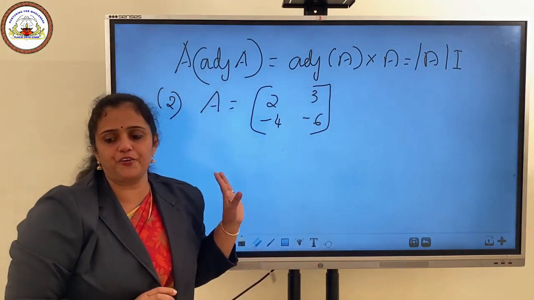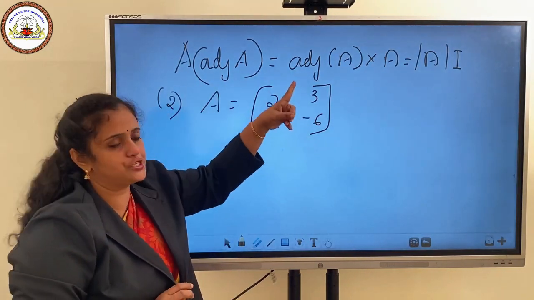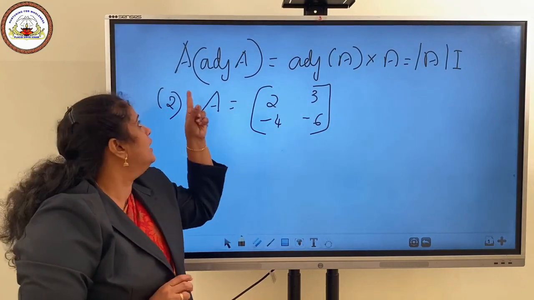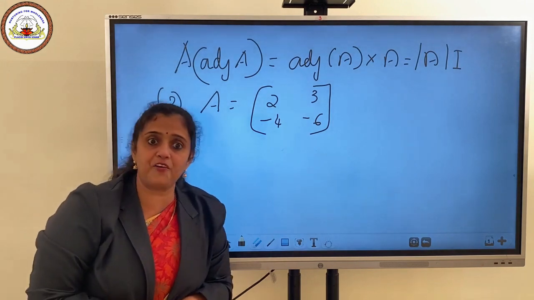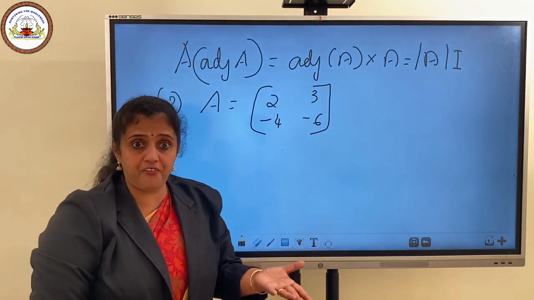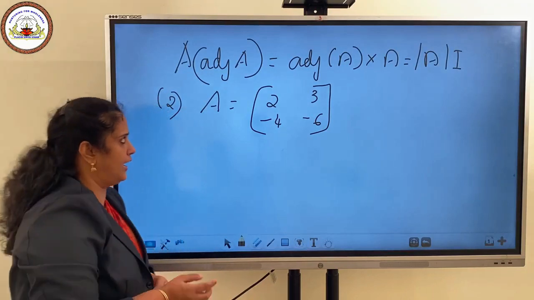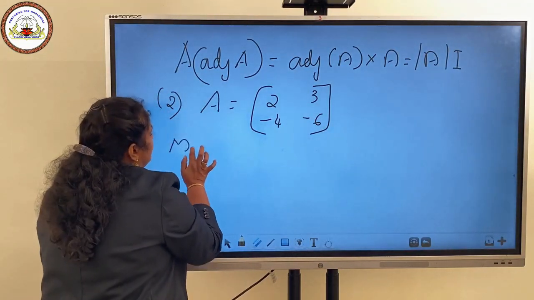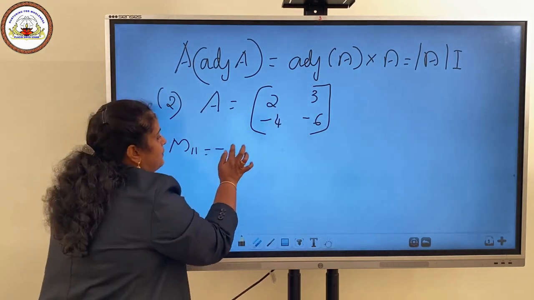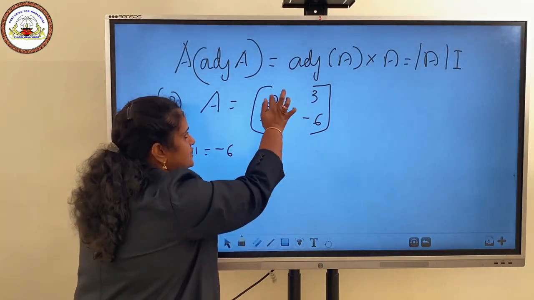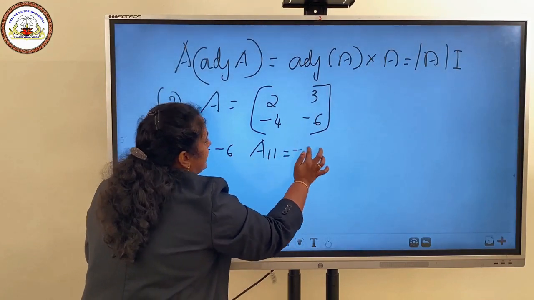Then we can find the adjoint of A first. When we are finding the adjoint of A, we find the minors first, then the cofactors, then the transpose of the cofactor matrix is the adjoint of A. M11: eliminate the corresponding row and column, the remaining element is minus 6. The first row, first element is positive, so the cofactor A11 is also minus 6.